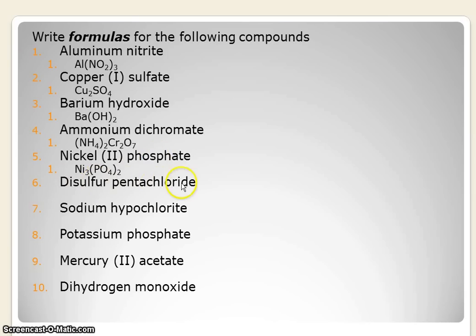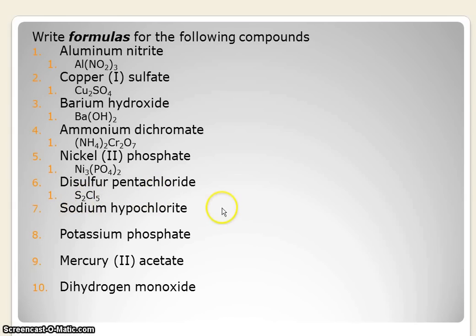Disulfur pentachloride. Well, this looks different from the others. All of a sudden, we see these prefixes. We know it's two nonmetals, a sulfur and chlorine. So these are actually pretty easy to write formulas for if you just know your prefixes.